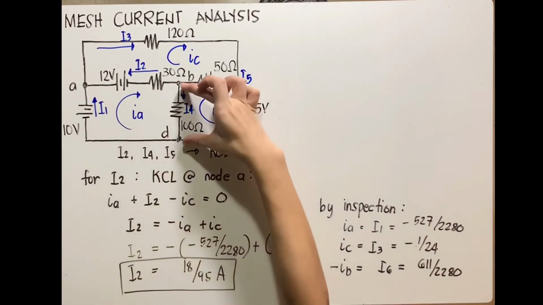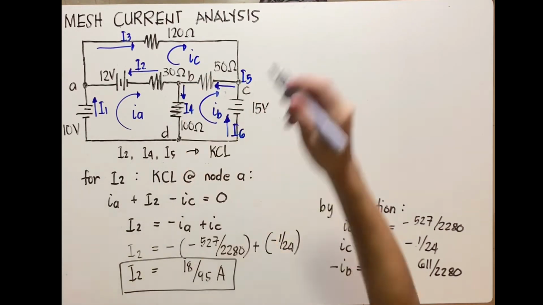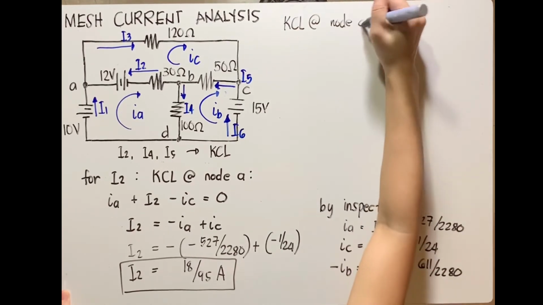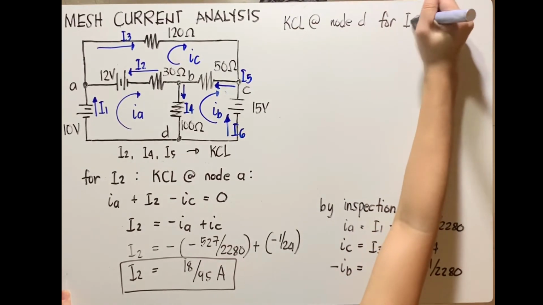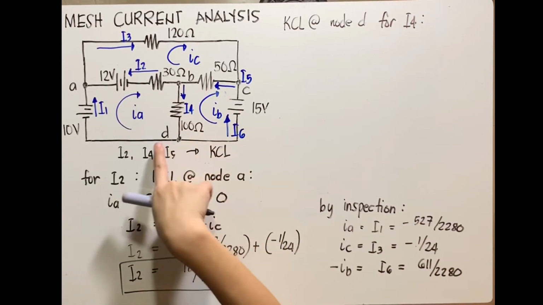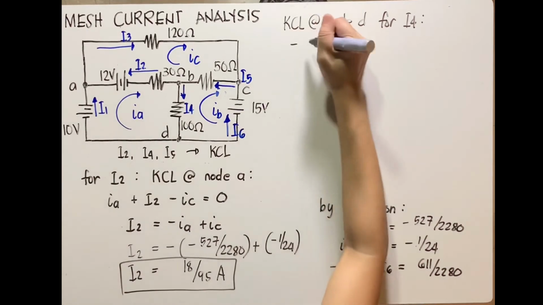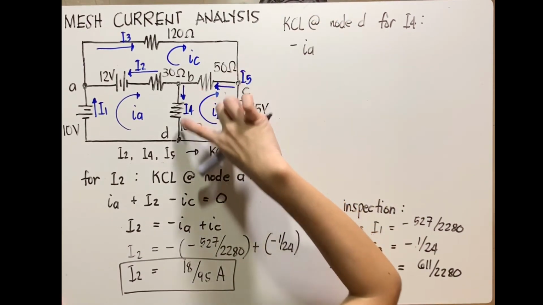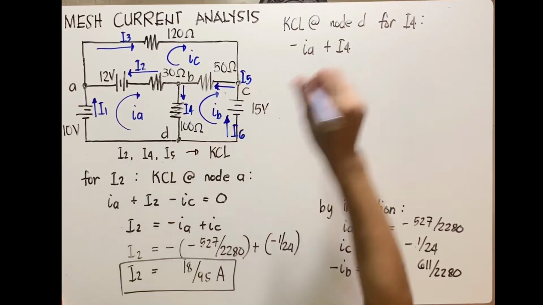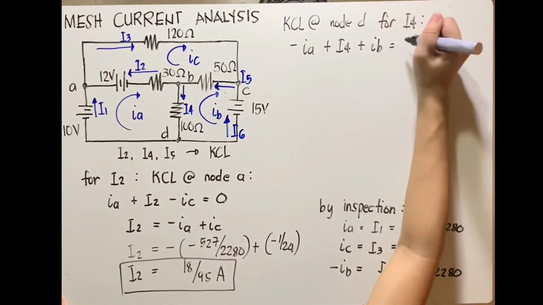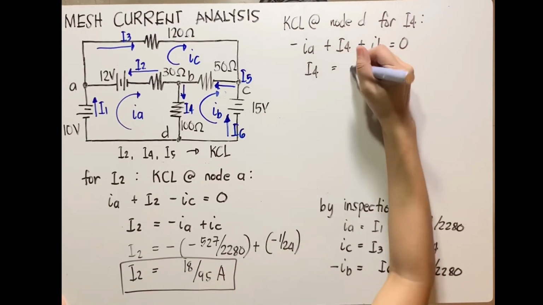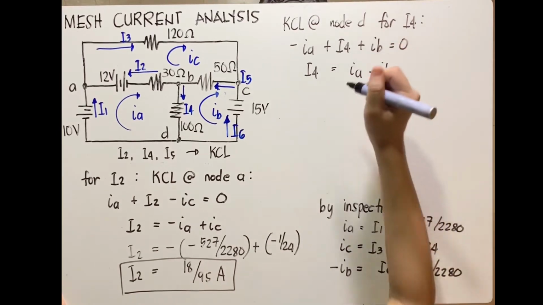For I4, ito yon. So, sabi sa labas daw tayo mag-KCL. So, let's do that. KCL at node D for I4. So, kung titingin ako dito, vertical na. Lalabas si IA sa ilalim. So, that's negative IA. I4 based on this branch is entering. So, positive I4. IB is papasok sa ilalim. Positive IB. Equate that to 0. You'll be able to solve for I4. And I4 therefore is equivalent to positive IA minus IB.